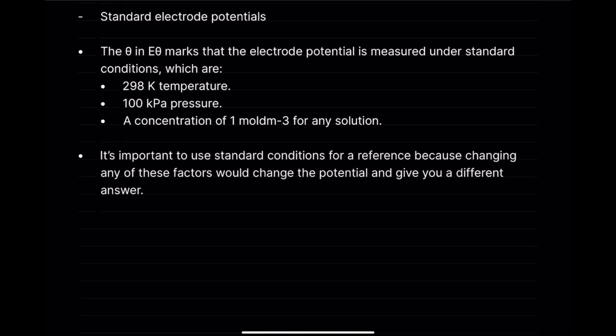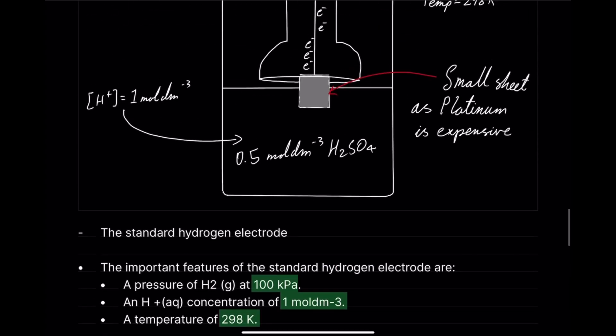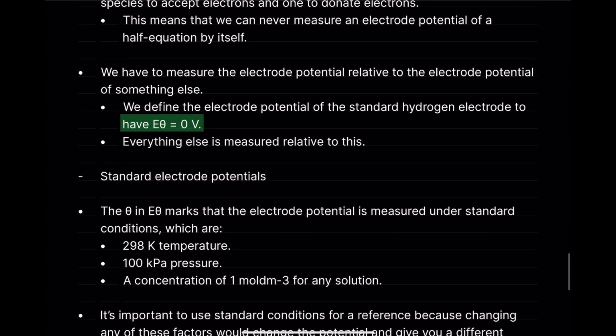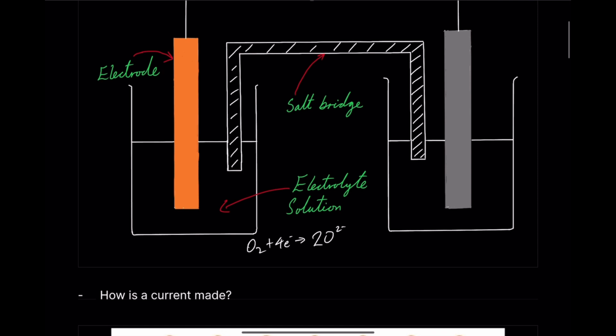Now, as I said before, the theta in the electrode potential marks that the electrode potential is measured under standard conditions, which are 298 Kelvin temperature, 100 kilopascals pressure, and a concentration of 1 mole per dm cubed of any solution. For the standard hydrogen electrode, that's 1 mole per dm cubed of H plus. But going back to this original equation here, for all electrode potentials it's 1 mole per dm cubed of all solutions.